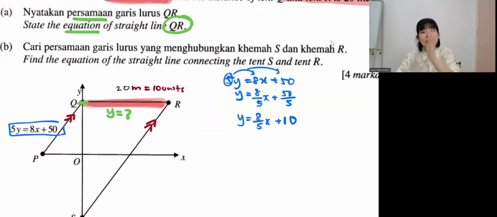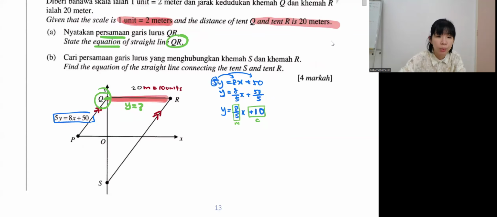You rearrange the equation into y equals mx plus c because then you can tell this is m and this is c. So now, what is Q? The y-intercept of this line Q is actually 10. Understand or not? So this is 10, not 50, but 10. If you know this is 10, then for question A, what is the equation of QR? This line touches the y-axis at 10, so the answer is y equals 10. Done.